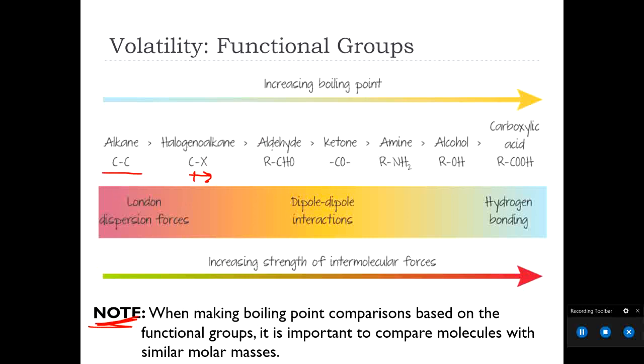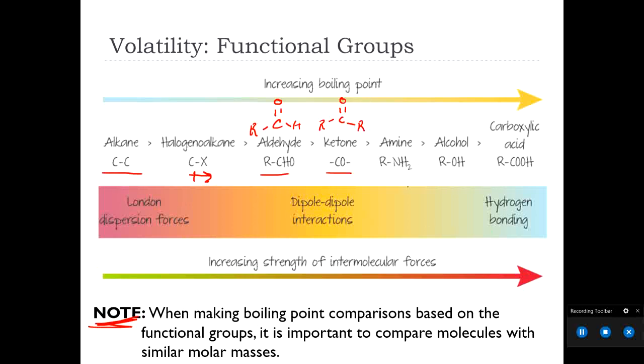So after halogenoalkanes, next we have our aldehydes and our ketones. Aldehydes and ketones would both have very similar volatility. They have a permanent dipole present. Remember, an aldehyde is when we have our double bonded O on the end of a carbon chain, and a ketone is when we have our double bonded oxygen, or we can also call these carbonyl groups, in the middle of the carbon chain. Both of these have dipole-dipole forces present, so their volatility is a little less than alkanes and halogenoalkanes. The dipole is a little bigger than in a halogenoalkane.